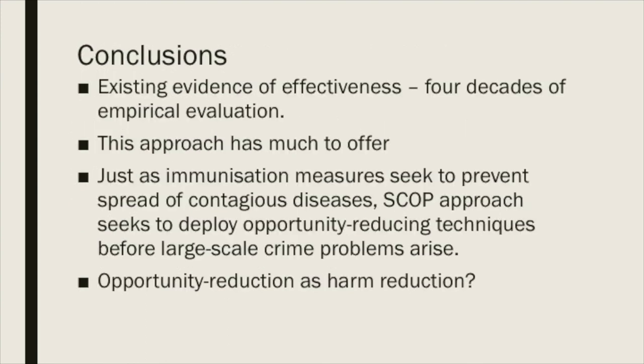So just a few concluding points. There are four decades of empirical evaluation showing that this is an effective approach. Just as immunization, going back to the epidemiology and public health metaphor, just as immunization seeks to prevent the spread of contagious diseases, situational crime prevention approaches seek to use opportunity-reducing techniques before large-scale crime problems arise. So, going back to my harm reduction example earlier in the lecture, you might think of opportunity reduction as harm reduction when it comes to crime: reducing the opportunities for crime to manifest or materialize in the circumstances where it occurs.